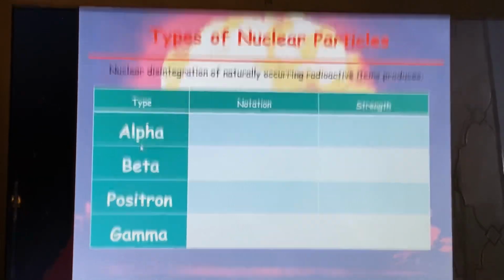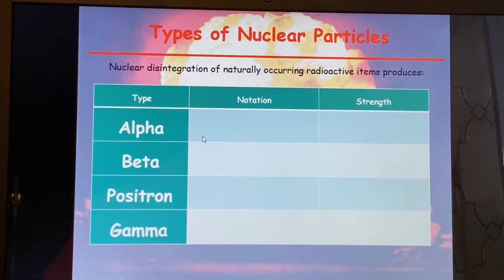Alpha meaning the Greek letter. If you know the symbol for alpha, it looks like this thing right here. It's kind of a funky A. I call it a squished fish. If you know that fish symbol, it's kind of squished down. That can also be represented as 4/2 He, which is basically a helium nucleus. It's a helium with no electrons left around.